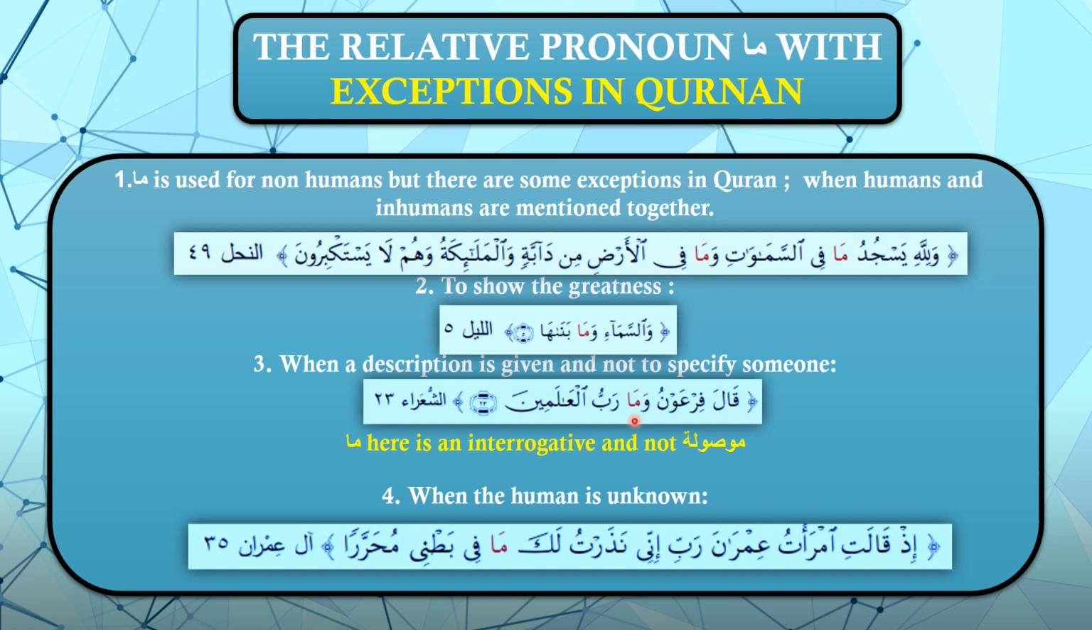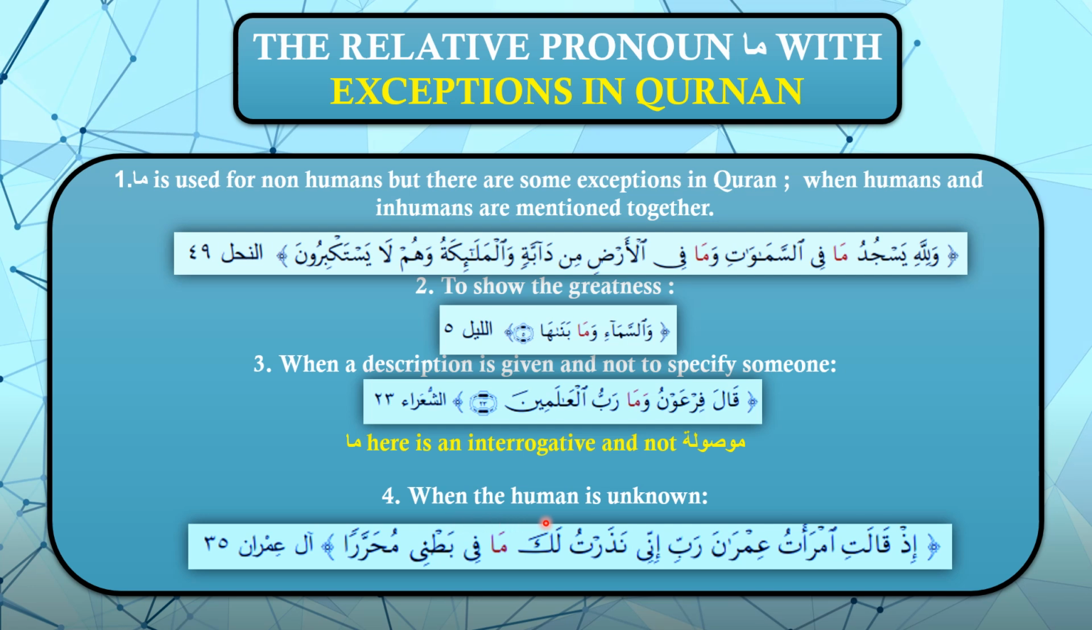na'udhu billah. And he deliberately uses this ma rabbul alamin, because if he used man, then that means he accepted the existence, the truth of Allah subhanahu wa ta'ala. So he wanted to make fun in front of Musa alayhi salam, and that's why he made it ma rabbul alamin. And we all know that ma is used for ghair aqil, right? So that's why he wanted to make fun in front of Musa alayhi salam.